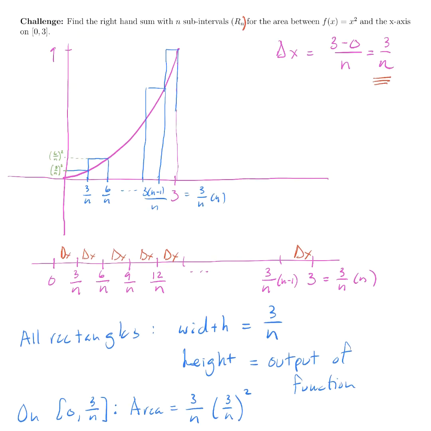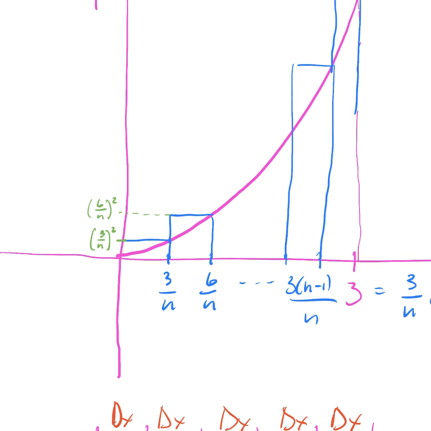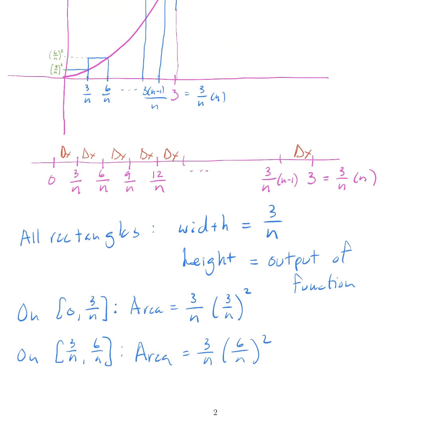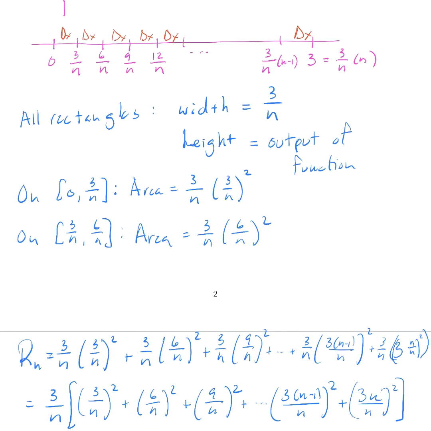So the first output of the function, if we zoom in here, is 3 over n squared. The second output of the function at the right-hand endpoint is 6 over n squared. So what does that make? Let's see. If we just look on that interval from 0 to 3 over n, the area is 3 over n times the output of the function, which is 3 over n squared. On that next interval, from 3 over n to 6 over n, the area is 3 over n times 6 over n squared. Okay, and we just keep playing that game.